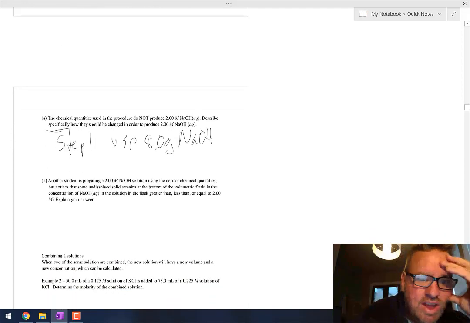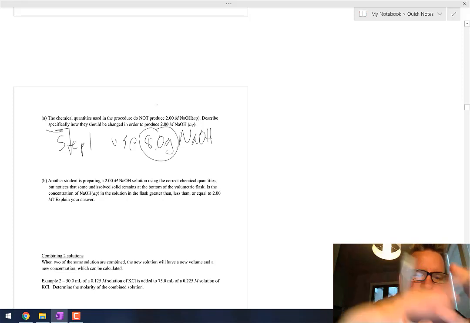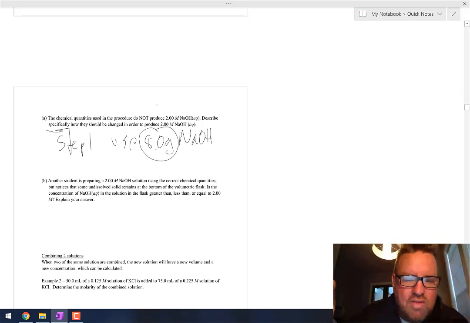Okay, part B says another student is preparing 2 molar NaOH solution using the actual correct chemical quantities, but notices that some dissolved solid remains at the bottom of the flask. So not all of it dissolves. So if you use that 8 grams or whatever, and not all of it dissolved, is the concentration in the solution greater than, less than, or equal to 2 molar?